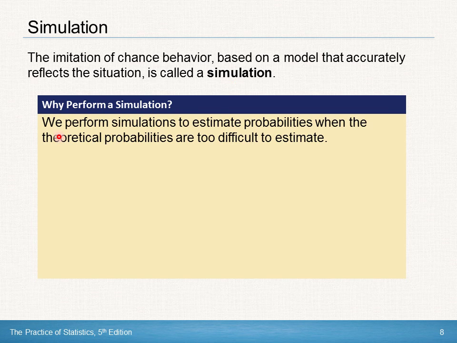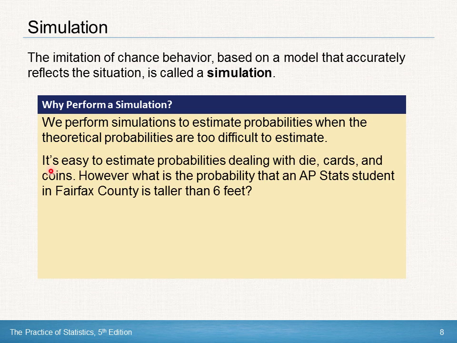So why do we perform simulations? We perform simulations to estimate probabilities when the theoretical probabilities are too difficult to estimate. I'm not actually going to sit here and roll a dice 5,000 times. So how can I get the probability of rolling a 6 without actually doing it 5,000 times? It's easy to estimate probability with dice, cards, and coins. That's not too bad. However, it's a little bit more difficult when we start talking about real-world situations instead of dice and cards and coins.